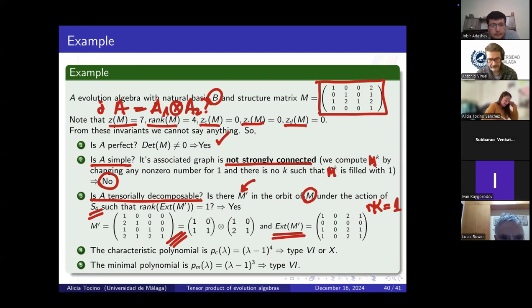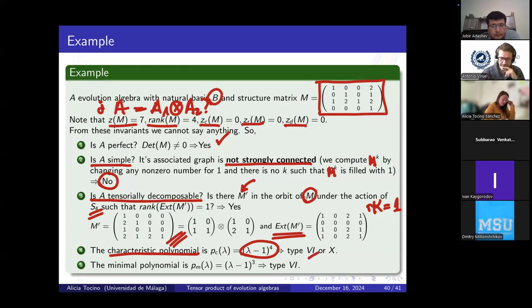Moreover, the characteristic polynomial is this one. So we go to the table and we check which types have this characteristic polynomial. We only have two, this and this. And we also compute the minimal polynomial and we check this. So it can only be the sixth type.